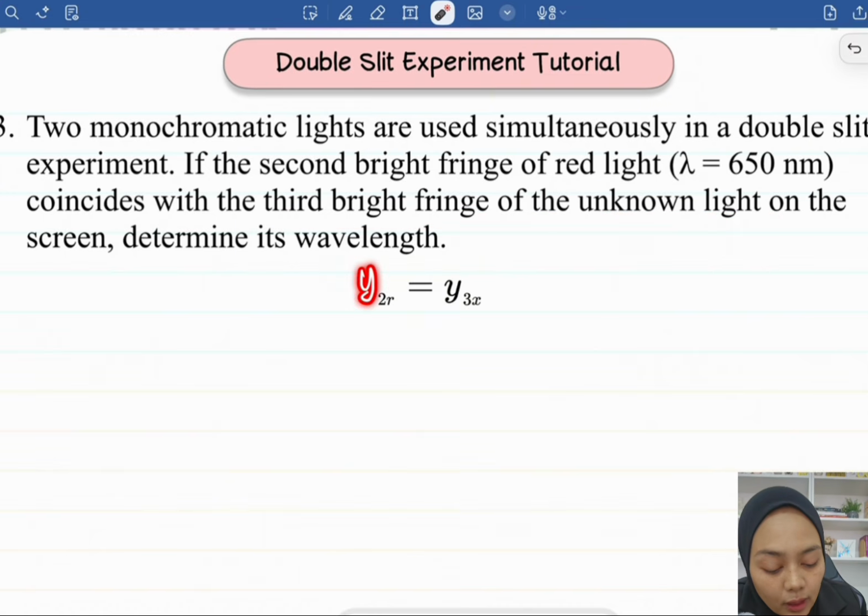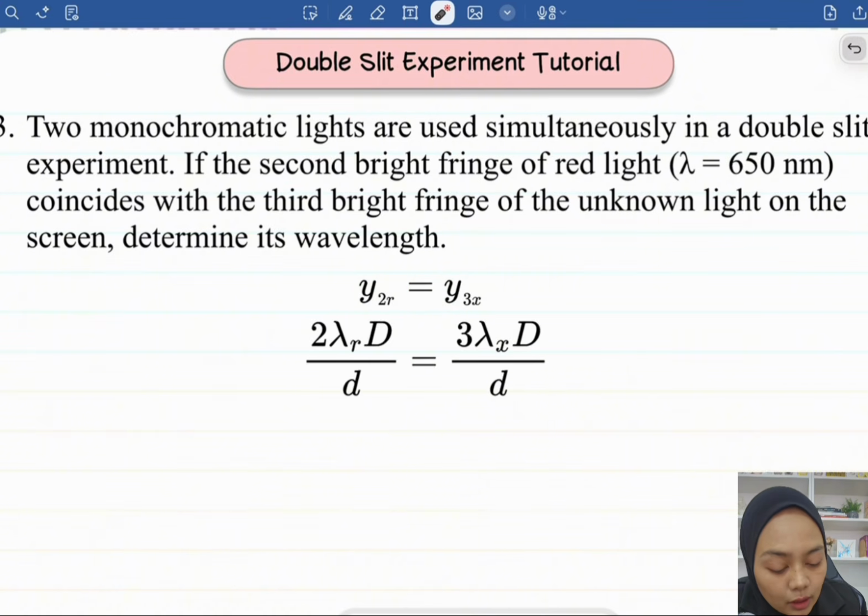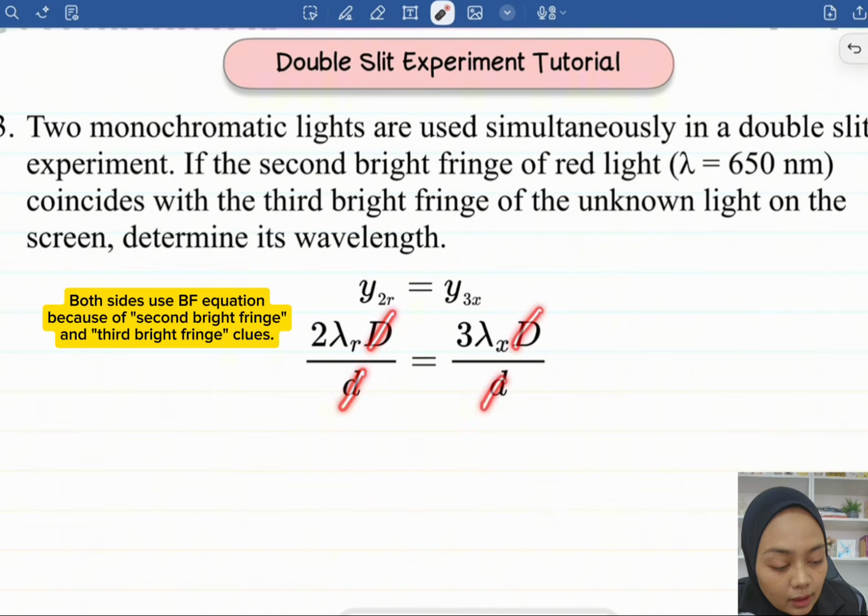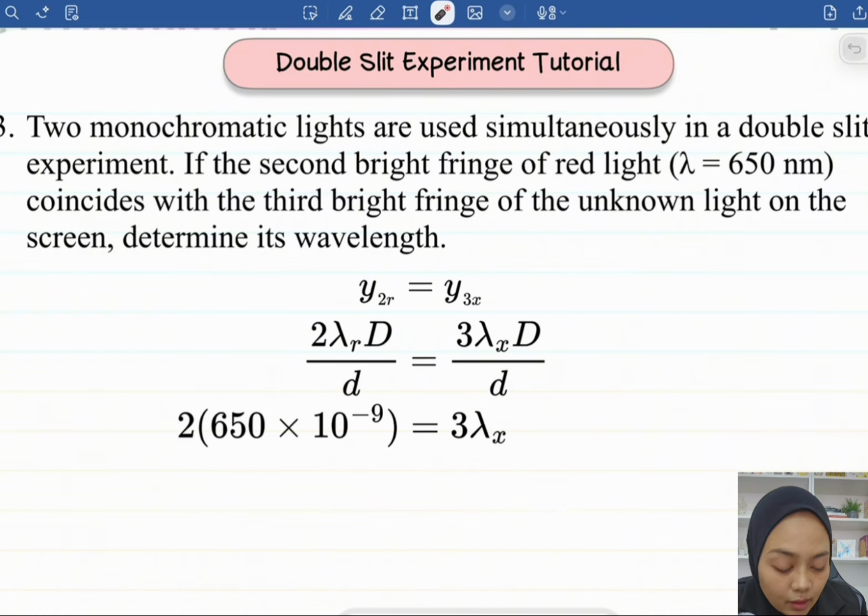We're going to start with y of the second order of the red color equals y of the third order of the unknown light. The third bright fringe, so the third order, easy. So we just use the equation, and we can cancel terms. Then we just put in the values, and your lambda for the unknown color is 433 nanometers.